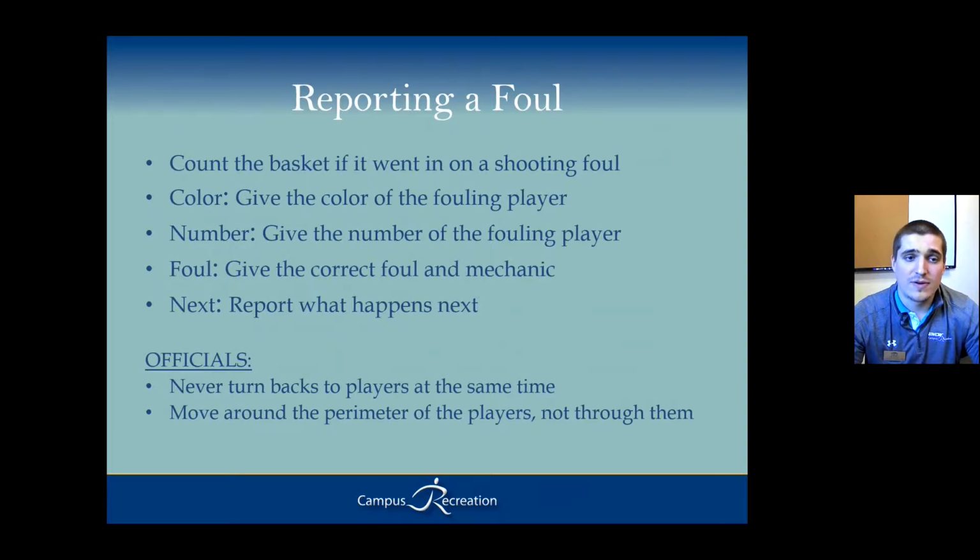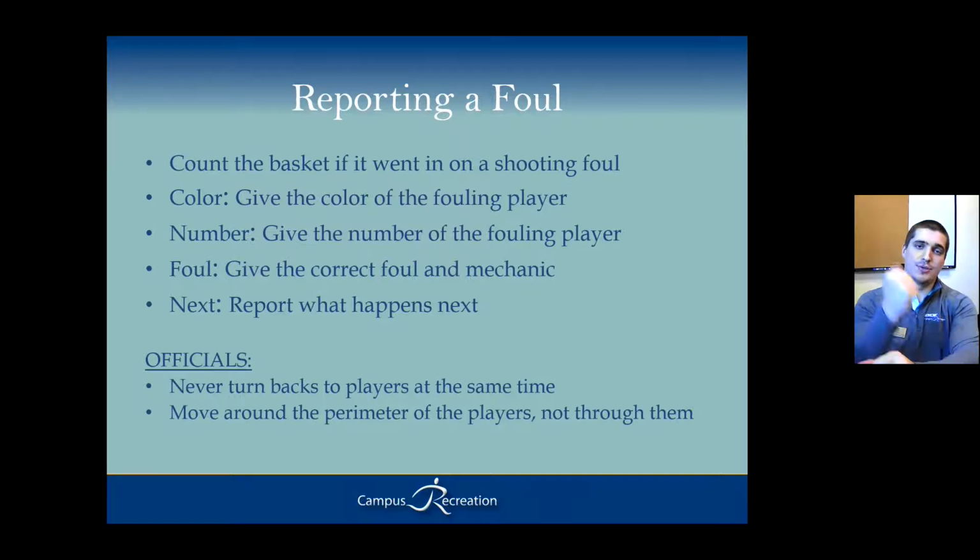When we go over to report a foul, the official who calls the foul will need to go over to the scorer's table and report what foul they had. The first thing you need to do is, if it's a shooting foul and the basket went in, let the scorer's table know we're going to count the basket. That'll be the first thing you say. And then the rest goes in this order. You give the color of the team who fouled, the number of the player who fouled, and then you're going to do the mechanic of the foul.